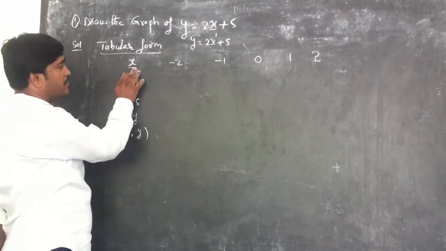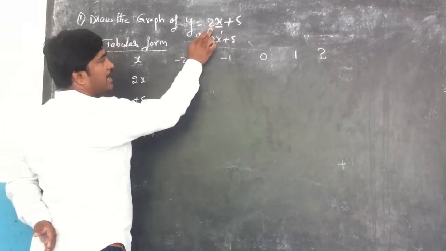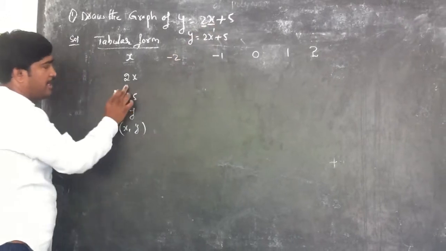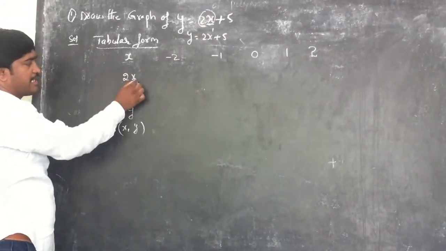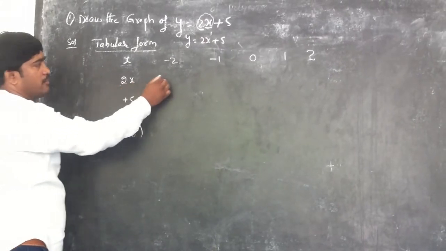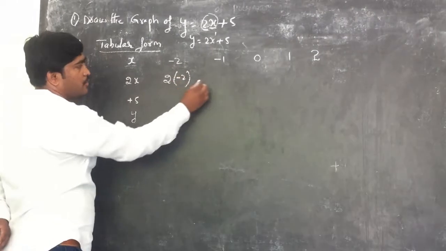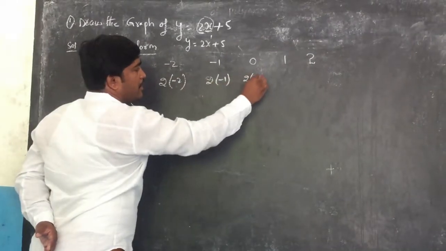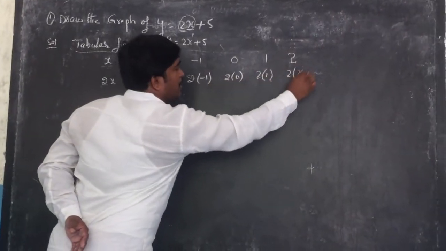Now after taking the general assumption of x values, check what the coefficient of x is. What is the coefficient of x? 2. So I will take this part, 2x. 2x is nothing but 2 into x value. So I will multiply 2 into the x value I have taken: 2 into -2, similarly 2 into -1, 2 into 0, 2 into 1, and 2 into 2.